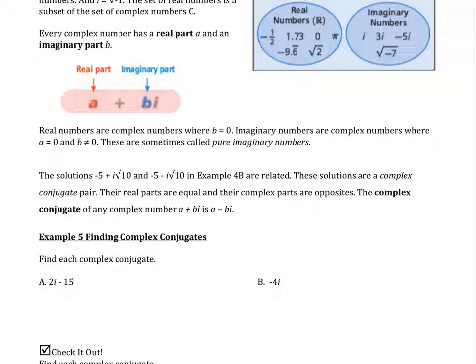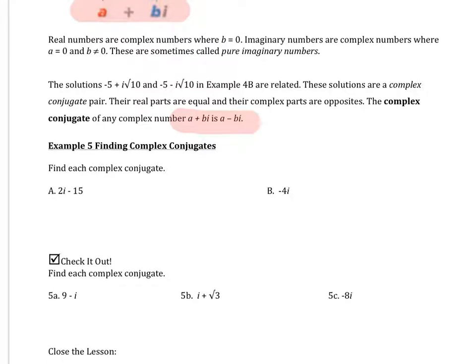We also look at what are called conjugates. Conjugates are like opposites. So if I have a plus bi, the conjugate would be a minus bi. The sign in the middle is just going to be the opposite. So when we look at the first one, we need to write it in our a plus or minus bi form. So this would be negative 15 plus 2i. Now to find the conjugate of that, the real part stays the same. Change the sign of the imaginary part.